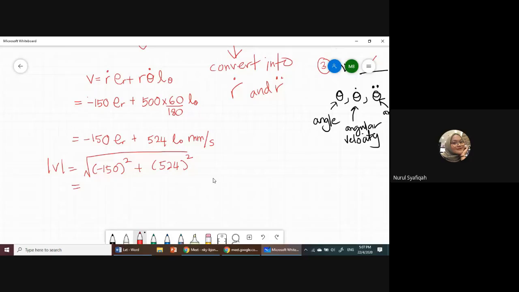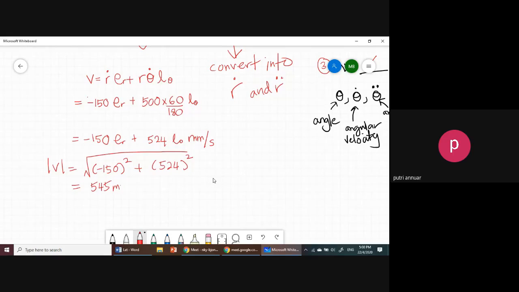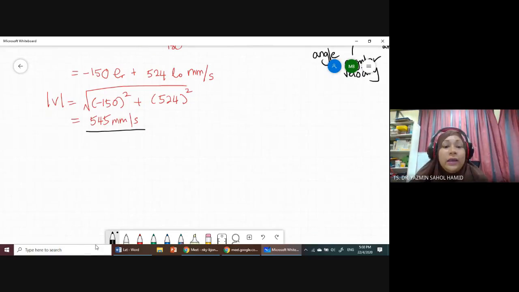545.05, okay, 545 millimeter per second. So that is the answer for the magnitude of velocity. Next, we need to find the acceleration. What is the acceleration formula?